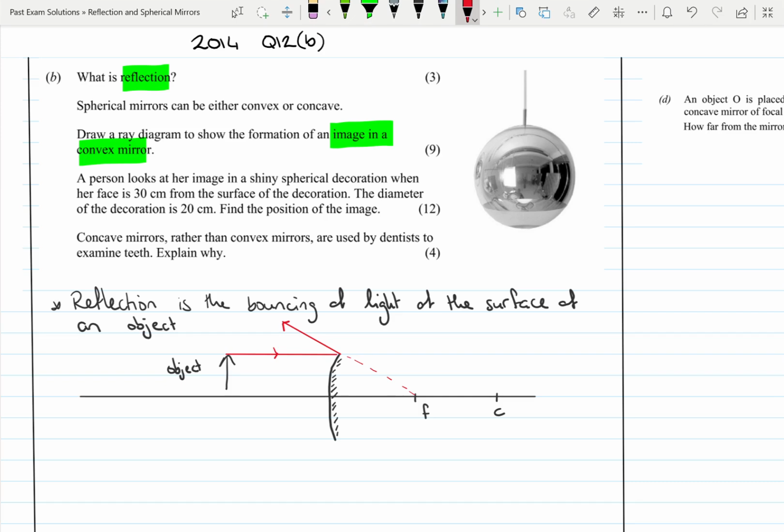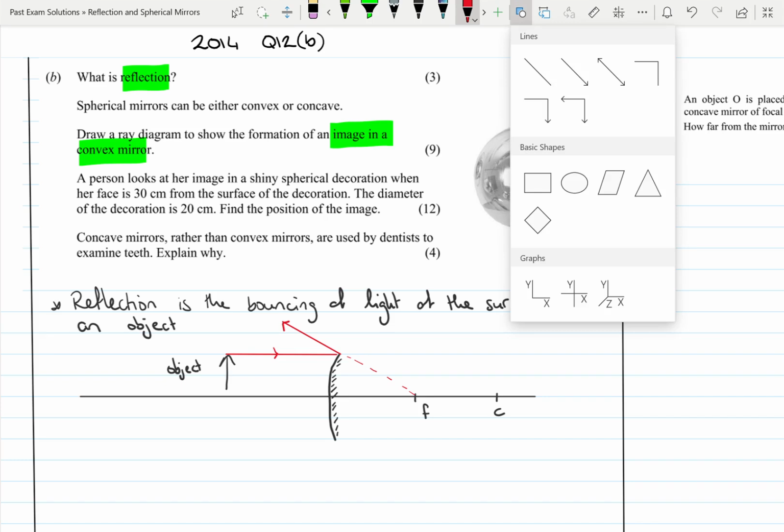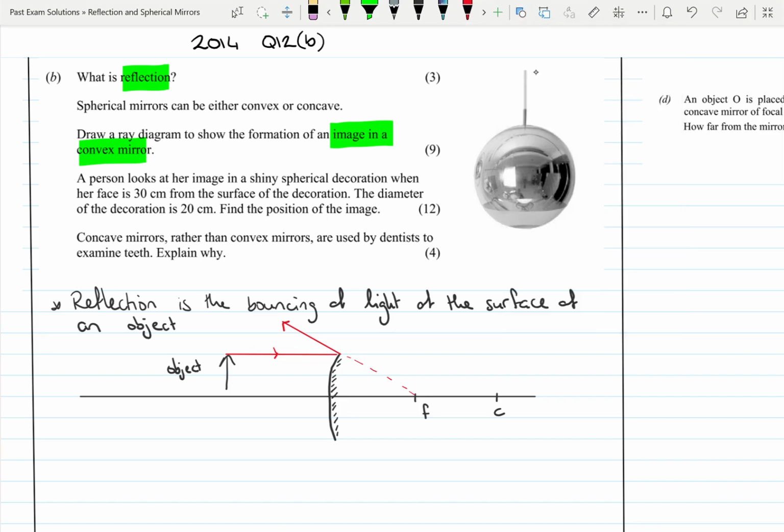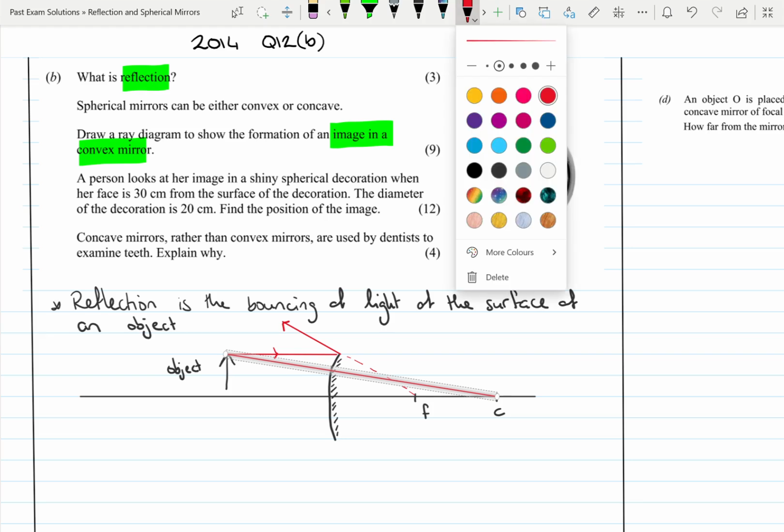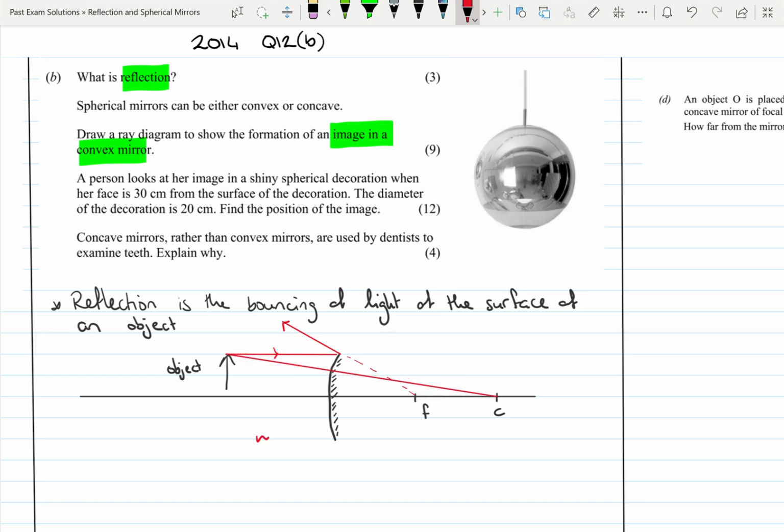Our second light ray, guys, I'm just going to draw towards the center of curvature. Remember, if a light ray is heading in towards the center of curvature, it just reflects back along its own path. Okay, and we can see these two light rays in front of the mirror, light ray 1 and light ray 2, are never actually going to meet.